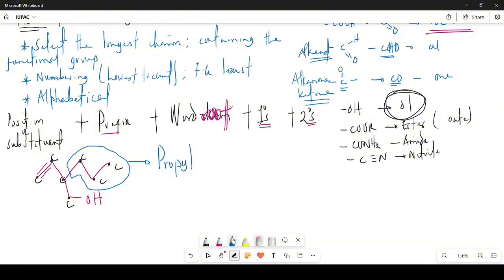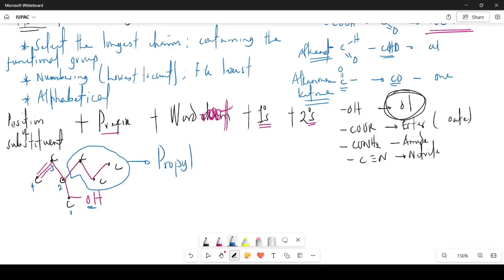And how are you going to number? You number from the functional group. This is the functional group, but there's no carbon with the functional group. So you start numbering from here. This is 1, 2, 3, and 4. So our longest chain has how many carbons? 4 carbons. So naming is going to be a piece of cake now. Now let us go and start naming.